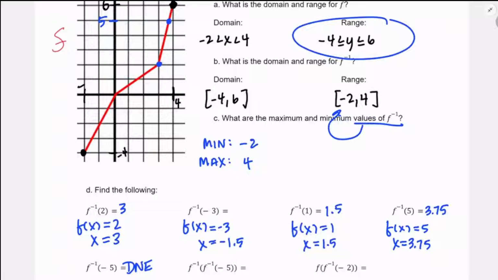Right, f inverse of negative 5. Well, I don't know why that would exist either. Let me actually think of a different value we can use there.